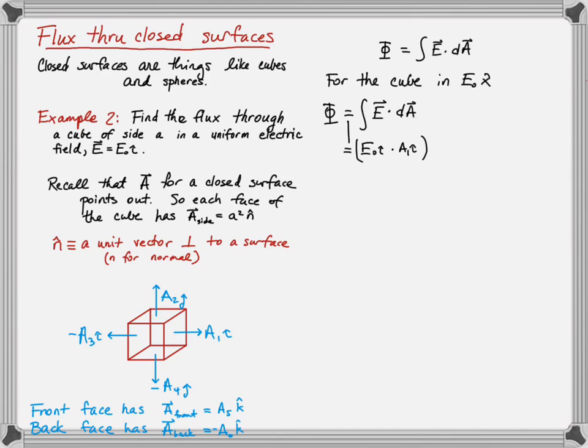If I consider just the first one I wrote down, which I called A1, the right face of the cube, you get E0 i hat dotted into A1 i hat.